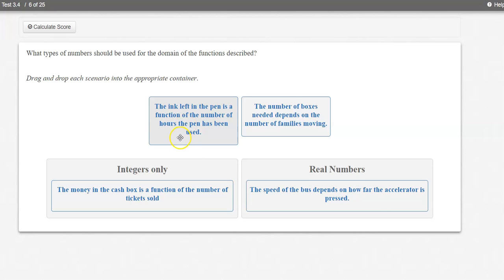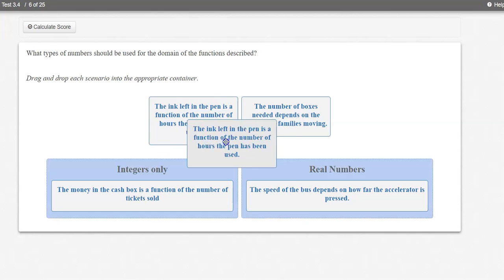The ink left in a pen is a function of the number of hours the pen has been used. The number of hours is not something you count. I mean, I guess you could count, but you're going to also use the numbers in between, so you would want to use real numbers for this. Ink, of course, is like a liquid, so you would not count that.